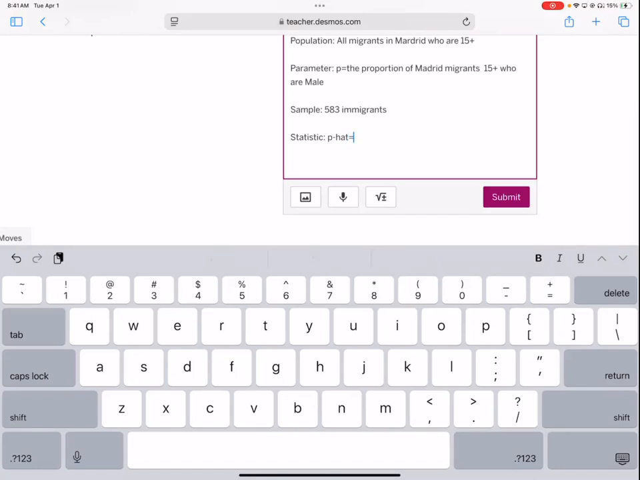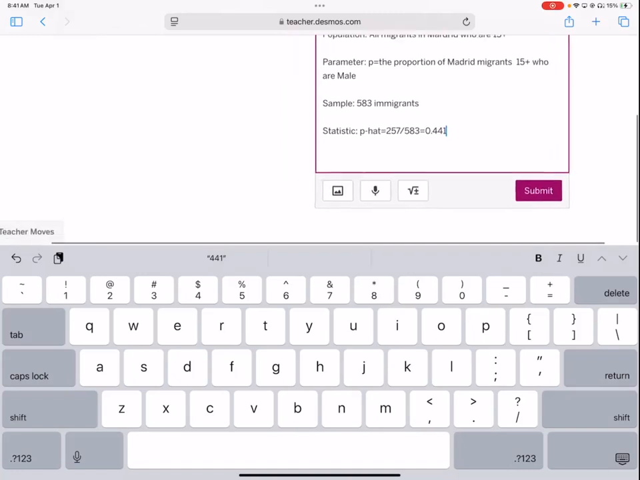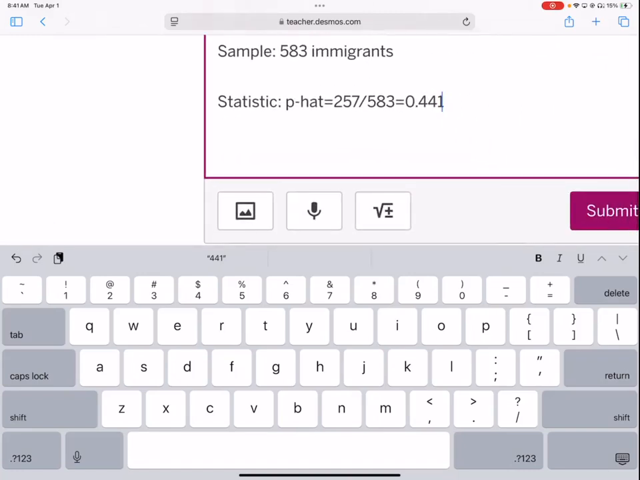And p hat in this problem was 257 out of the 583, which when I divide this gives me, ooh, there it is. It's already done the math for me, 0.441. Just a little bit above 41%. If you do the 257 divided by 583 and hit equals, it shows you in the grade. All right, so that's my sample statistic, 0.441.